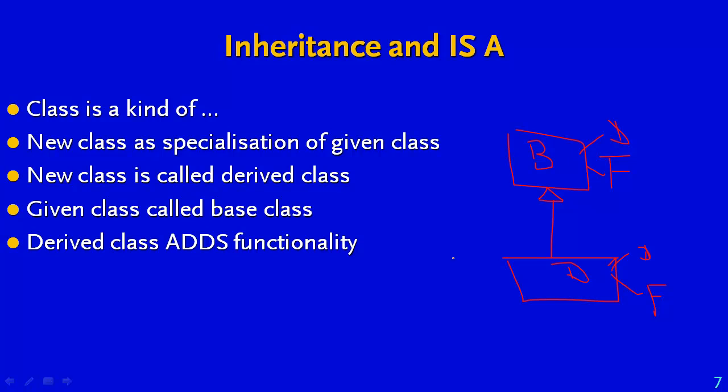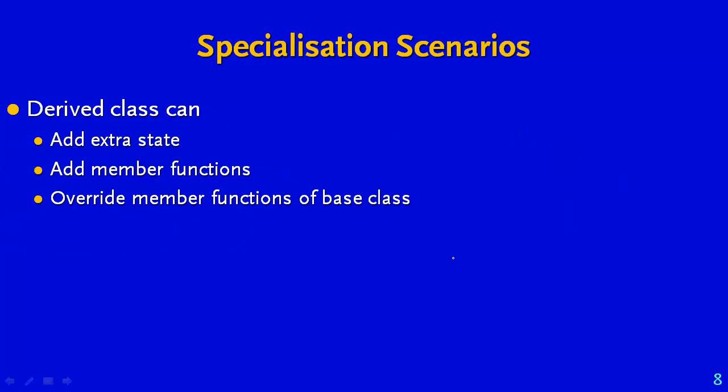That's what we're going to be going through in the next two sections. So it's always more. And what do I mean by more? The derived class can add extra state, extra member data, extra member functions, which the base class does not have. Otherwise it's not a specialization. What's the point of deriving a class from a base class if it adds no extra functionality?